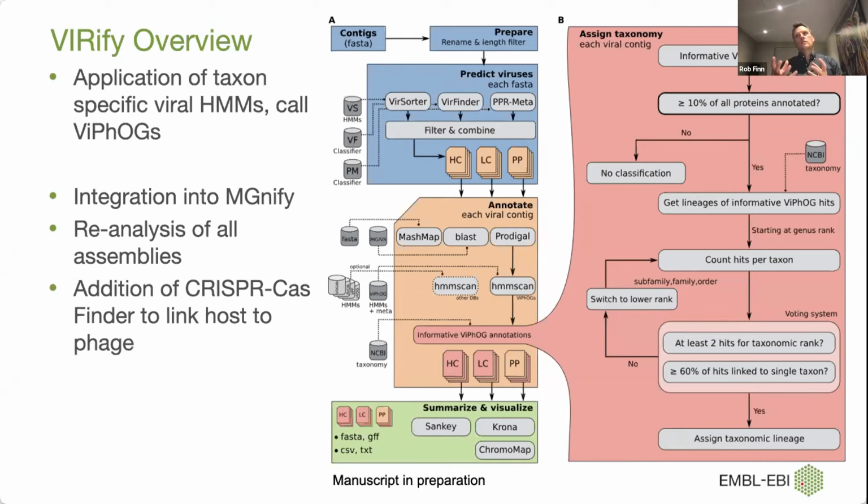As I mentioned, this is a standalone pipeline that you can run yourself, and it's been integrated into the MGnify assembly analysis pipeline. And that will shortly be rolled out into production, where we'll reanalyze all of our 30,000 metagenomic assemblies. We're also adding the CRISPR-Cas finder, so we can start linking hosts back to phage, and combining this with the MAG catalogs will allow us to start building this network of relationships between environment, hosts, and viruses.